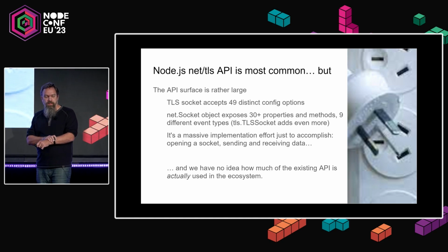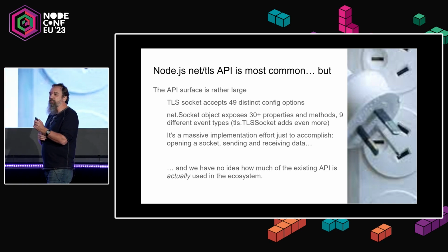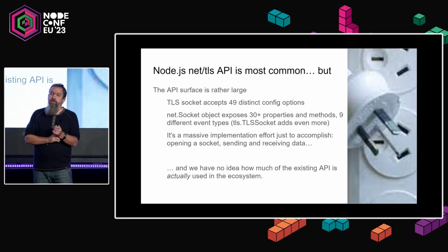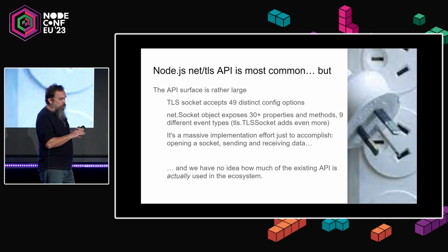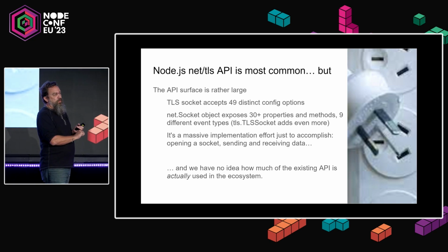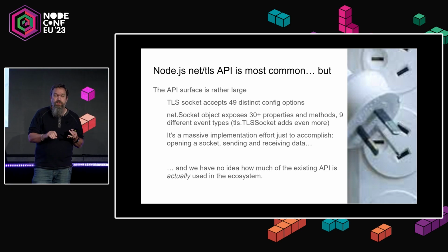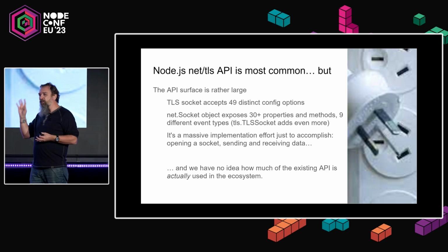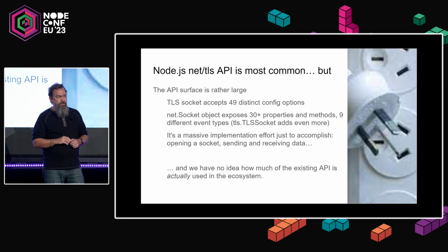One of the fun facts, TLS socket in Node accepts 49 distinct configuration options just on Net Connect. We have no idea if those are actually being used. Node collects no telemetry. If you go talk to the database driver developers and say, okay, which one of these options are people using? Like, we don't know. We just pass through whatever options people give us, and we don't actually keep track of it. So there are things like pre-shared keys and a bunch of other callbacks. We have no clue whatsoever which of those are actually being used.